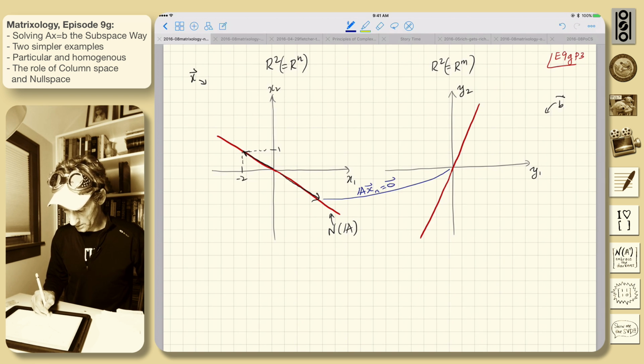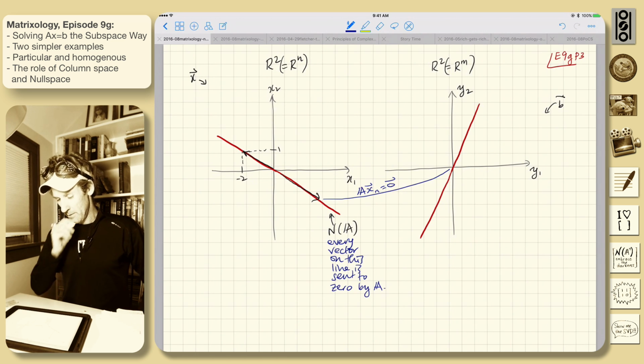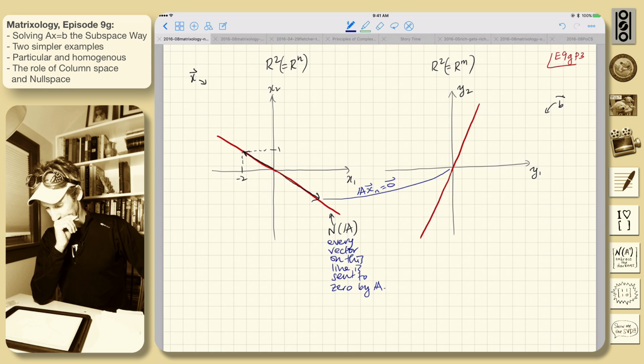So let me put this. So every vector on this line is sent to zilch, 0 by A. All right, just slays it, crushes it to bits.